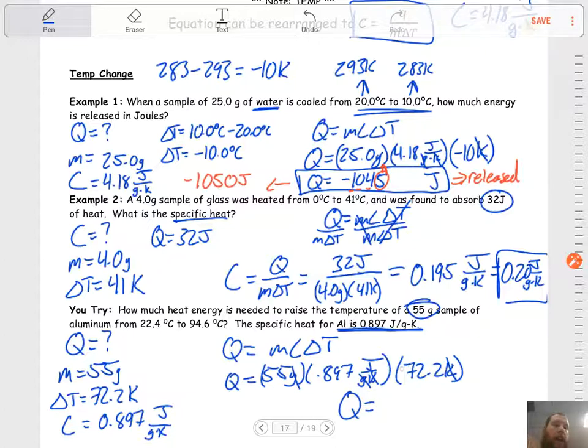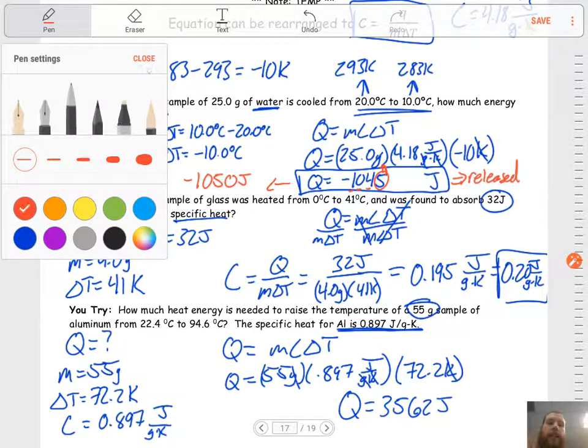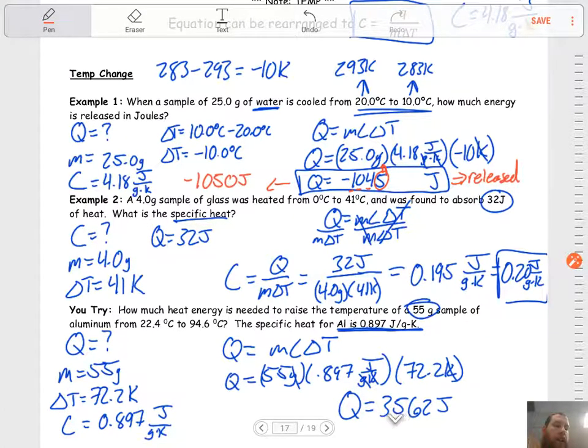So if I just do it all out, you should get an answer that is 3,562 joules. If I was going to round to sig figs, let's take a look at this. Here's my 2 sig figs, so I'm going to look at this number 6 to round up. So rounding to correct sig figs, it would be 3,600 joules.